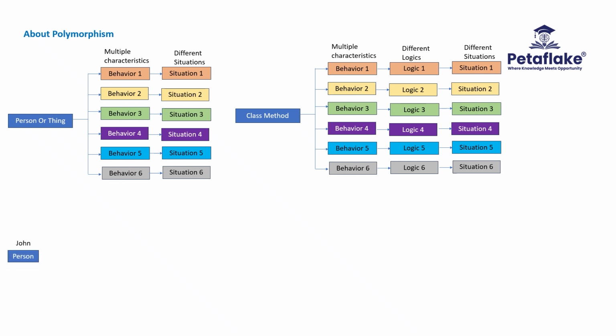John plays different roles in his life during his lifetime. Let's understand. John plays the role of a son to his mother and father. John plays the role of a father to his son or daughter.